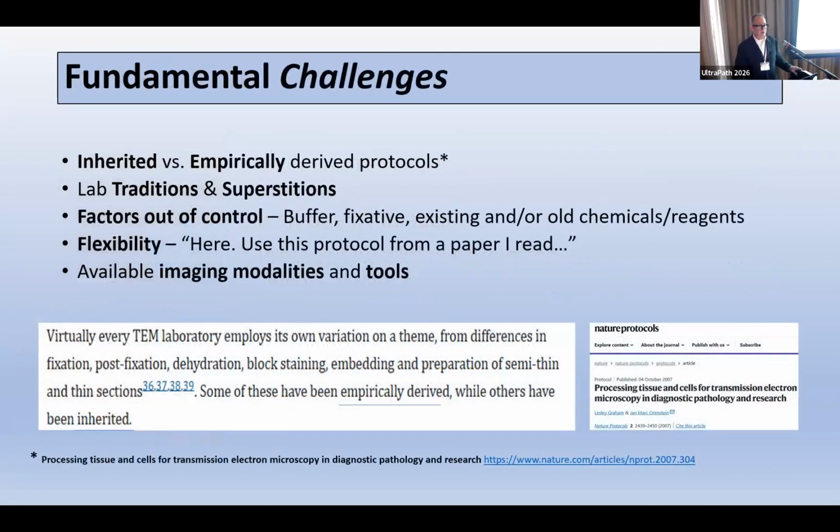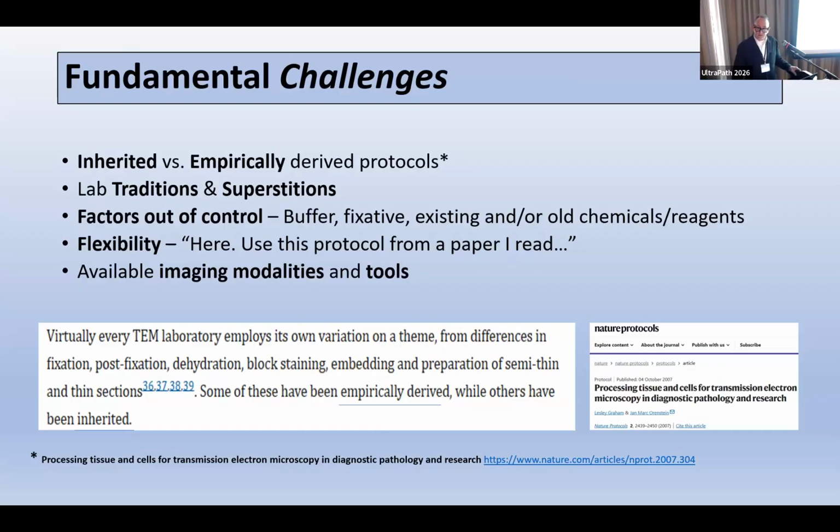So what are the fundamental challenges? There's a paper, I consider it seminal, from 2007, Processing Tissue and Cells for TEM, where they introduce empirically derived versus inherited methods. Inherited is where you move to a new lab and they already have a way of doing things. You're just going to have to change to do it that way. However, if you do want to improve it, you can do some experiments and you can slightly change your protocol or drastically change your protocol.